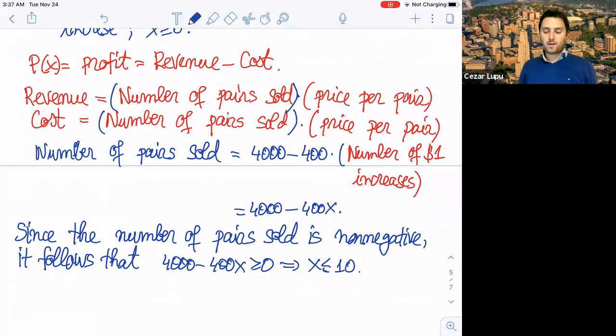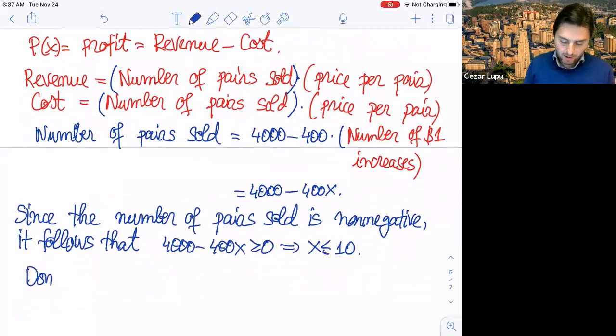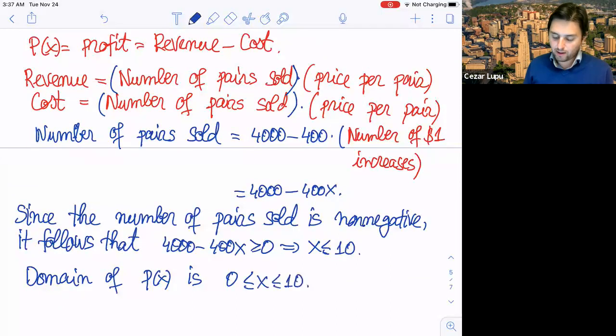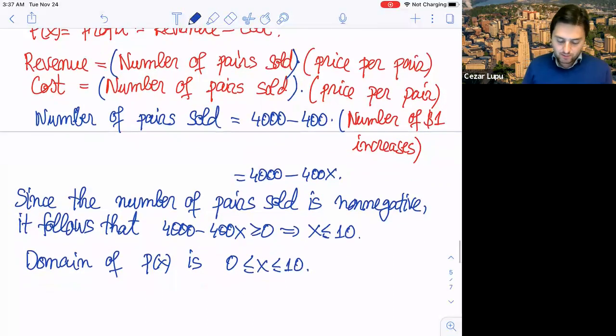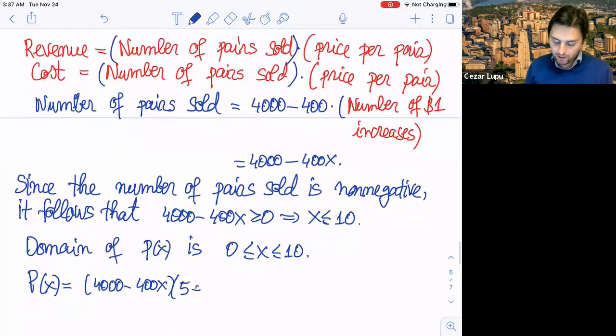So the domain of our function, of the profit function p of x, is all values of x between 0 and 10. So the function will be defined on 0 to 10. Now the profit, p of x, will be nothing else than just 4,000 minus 400x times the price per pair, 5 plus x, minus 4,000 minus 400x times 3.